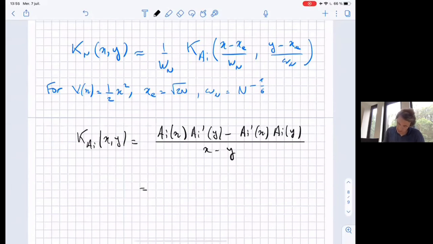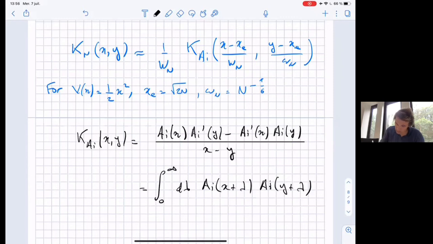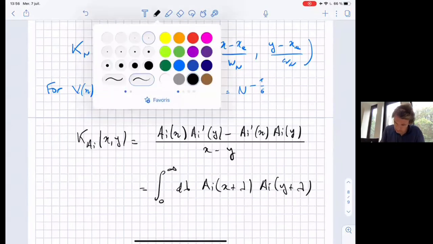Now, it turns out that it has an alternative representation which is quite useful, and I just give it because it will be useful for us next time. So that's again the Airy function. The Airy function enjoys a lot of very nice properties, and among them there is this nice identity. As I said, this is called the Airy kernel.